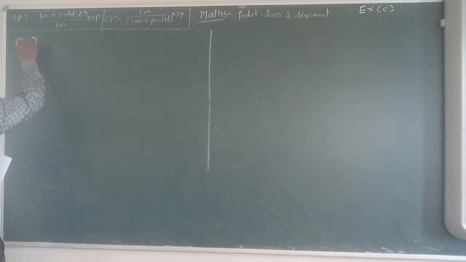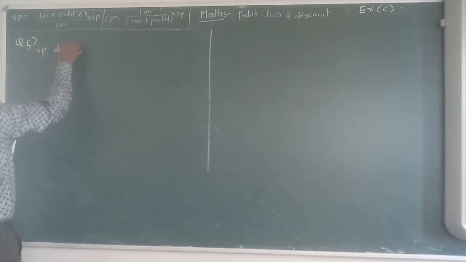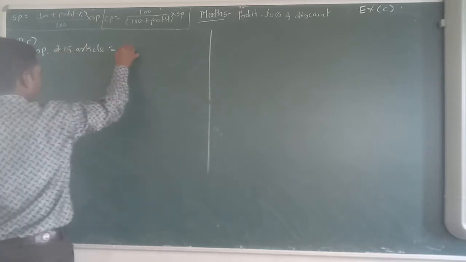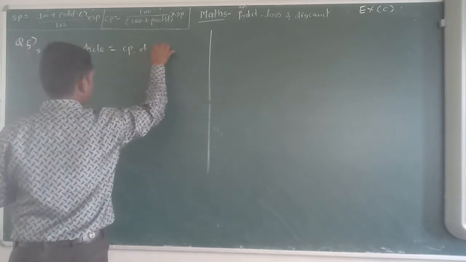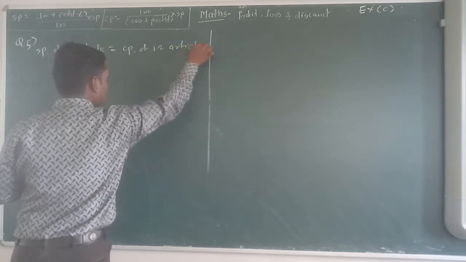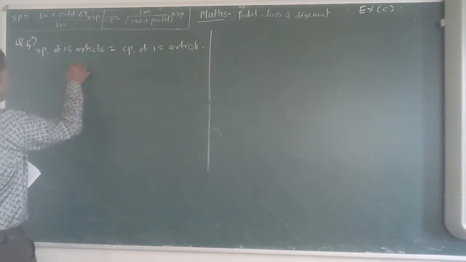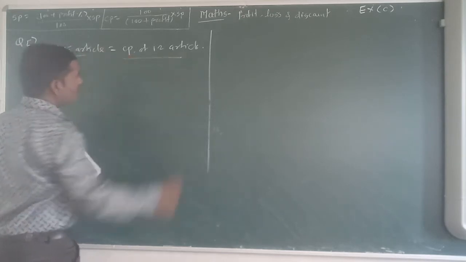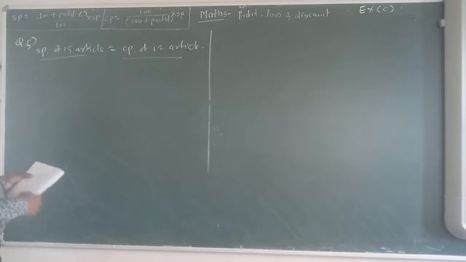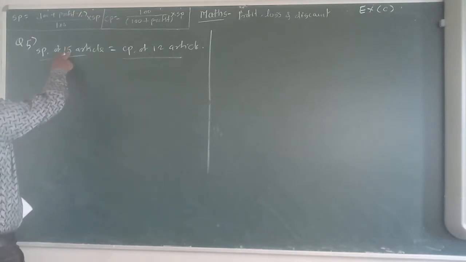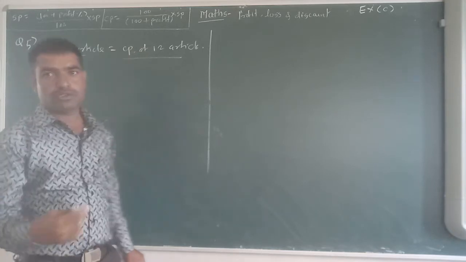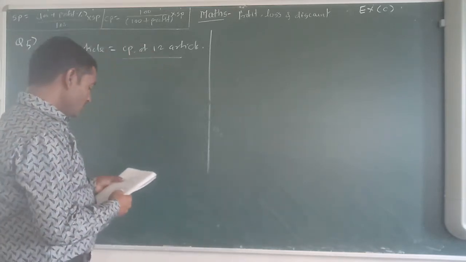Question number 5 we are going to solve. What is given in question 5? SP of 15 articles equals CP of 12 articles. That means for 15 articles, SP is equal to only the CP of 12 articles. That means there will be a loss. So what we have to do?